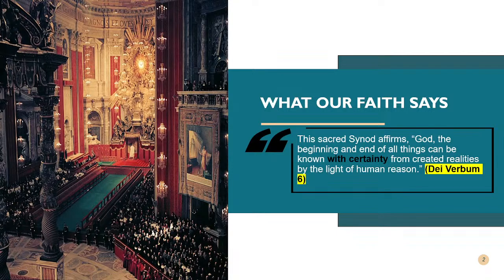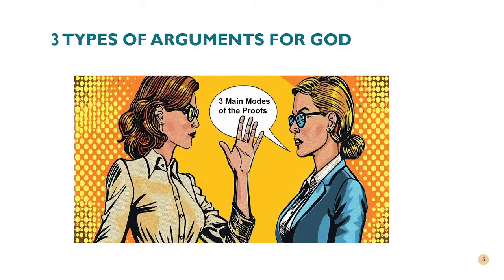That being said, the Catholic faith does say the following in the Second Vatican Council in Dei Verbum. It says, "The sacred synod affirms God, the beginning and end of all things, can be known with certainty from created realities by the light of human reason," Dei Verbum, section 6. And we will see how this touches upon what Scripture itself says, specifically with Paul to the Romans.